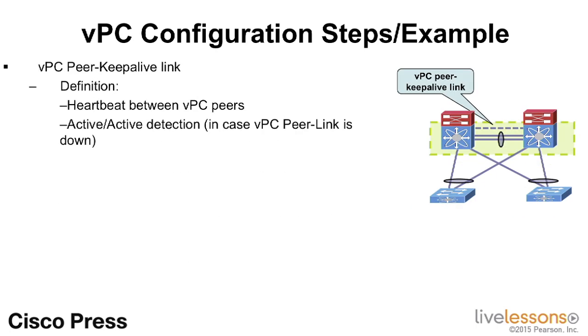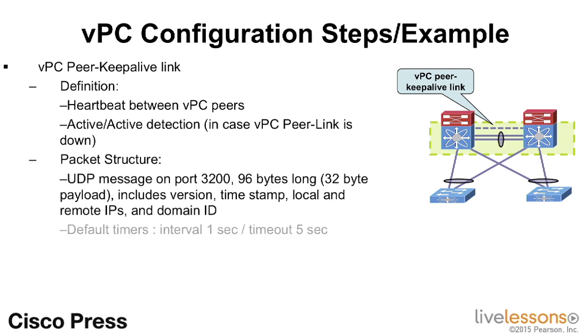Now a little bit more detail about the VPC peer keepalive link. Again, it's a heartbeat between the VPC peers. It's used for active-active or split brain scenario when the peer link is down. The packet structure is a UDP message sent on port 3200. It's 96 bytes long. It includes some various information like version, timestamp, local and remote IPs, and a domain ID. The default timers are interval of 1 second and a timeout of 5 seconds.